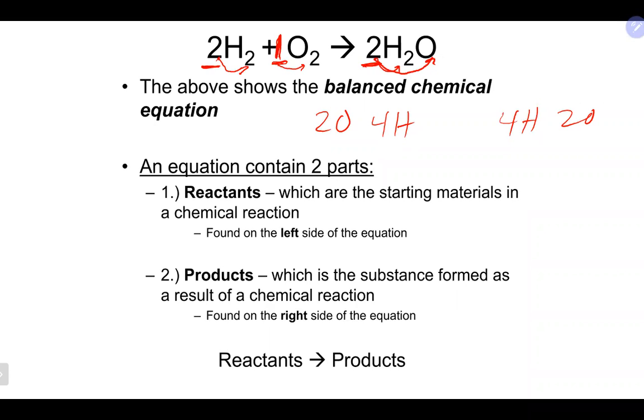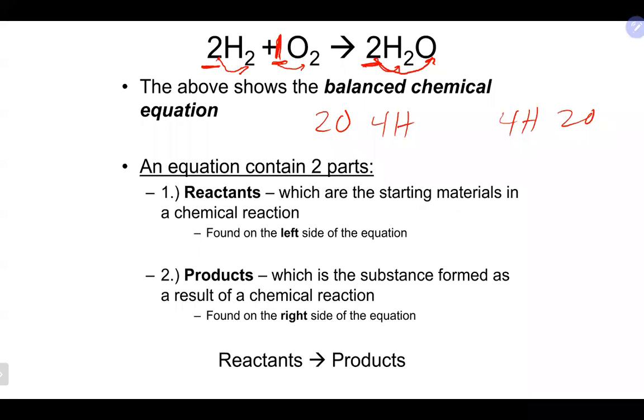Now, in terms of the parts of an equation, the left-hand side of the arrow is the starting material, and those are what are referred to as reactants. Those are the substances that come together to make what's on the right-hand side of the arrow, which are the products. Again, reactants are always on the left, products always on the right.